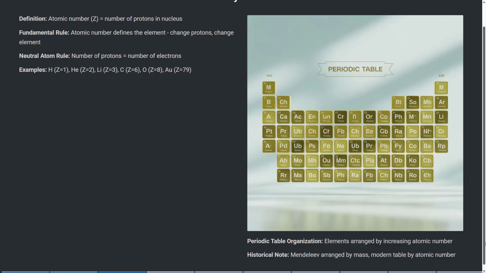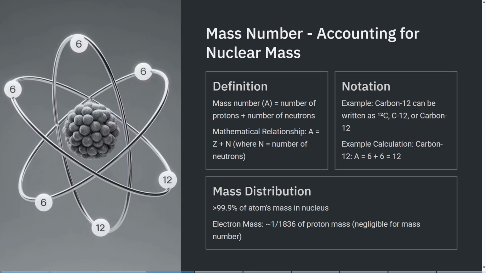But atomic number only tells us about protons. To understand an atom's mass, we need another number. While atomic number identifies the element, mass number tells us about the atom's total nuclear mass. Mass number, represented by the letter A, equals the number of protons plus the number of neutrons. The mathematical relationship is simple. A equals Z plus N, where N is the number of neutrons.